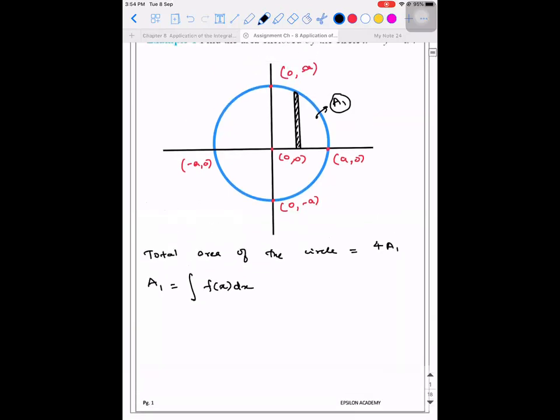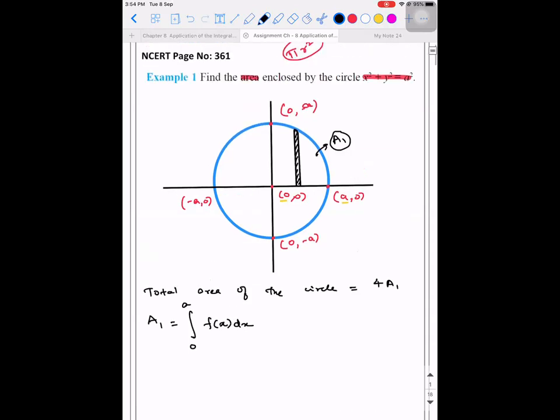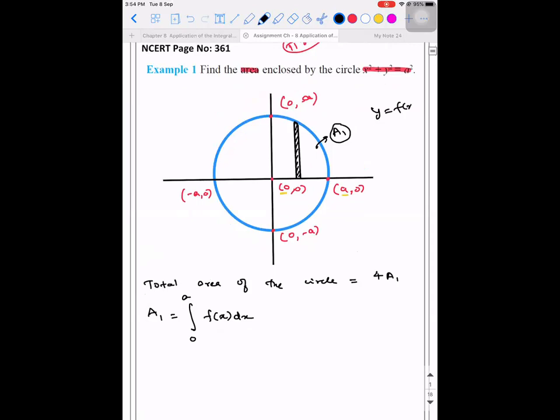For A1, for the first quadrant, what are the limits of the x-axis, the x coordinates? 0 to A. 0 to A, that's right. So it's starting at 0 and it is ending at A. We have to look only at the x coordinates. 0 to A. Now an important question to be answered is, what is f of x? We know that y is equal to f of x. Similarly, x is equal to f of y.